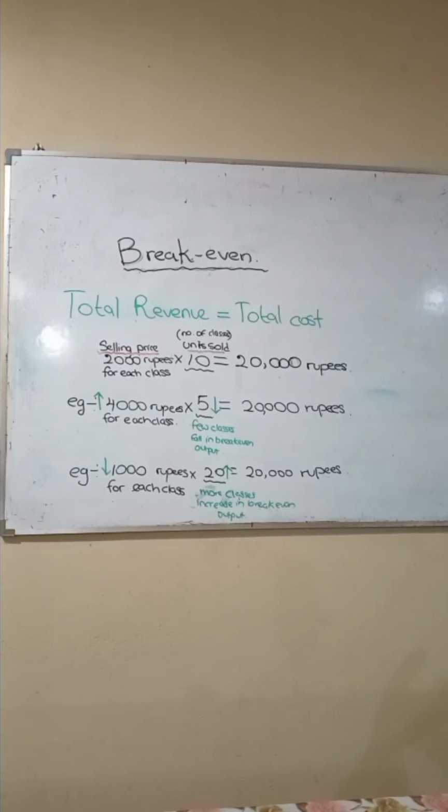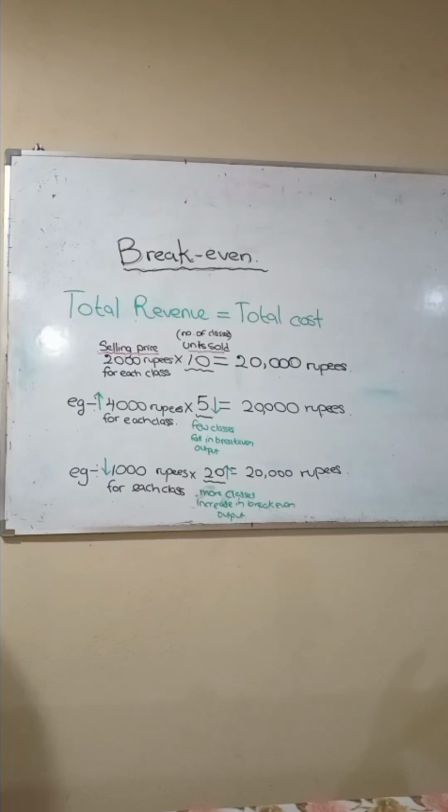Let's assume initially I was just charging 2000 rupees for each class and I had to do 10 classes in order to pay off my bills. In this example, maybe I was feeling a little tired, overwhelmed. So I wanted to reduce the number of classes that I do each and every month. I also want to pay off my bills, but at the same time, I also want to reduce the workload.